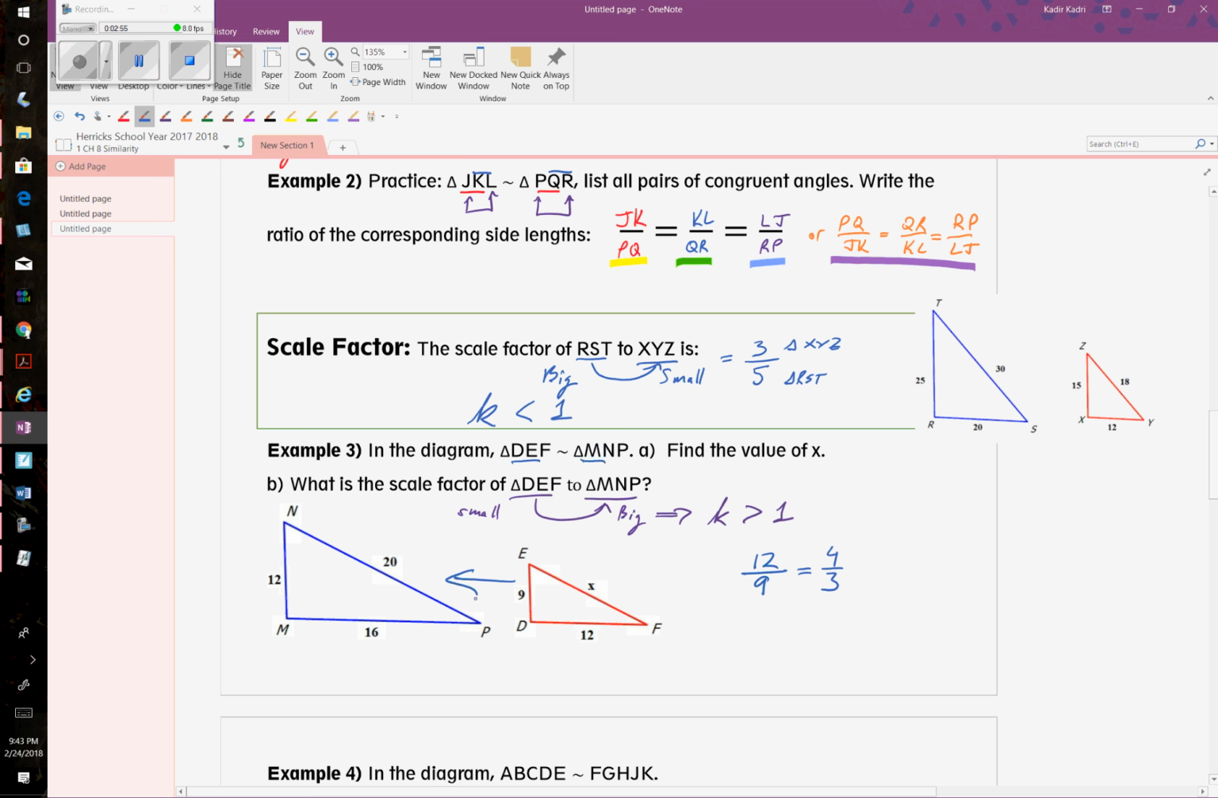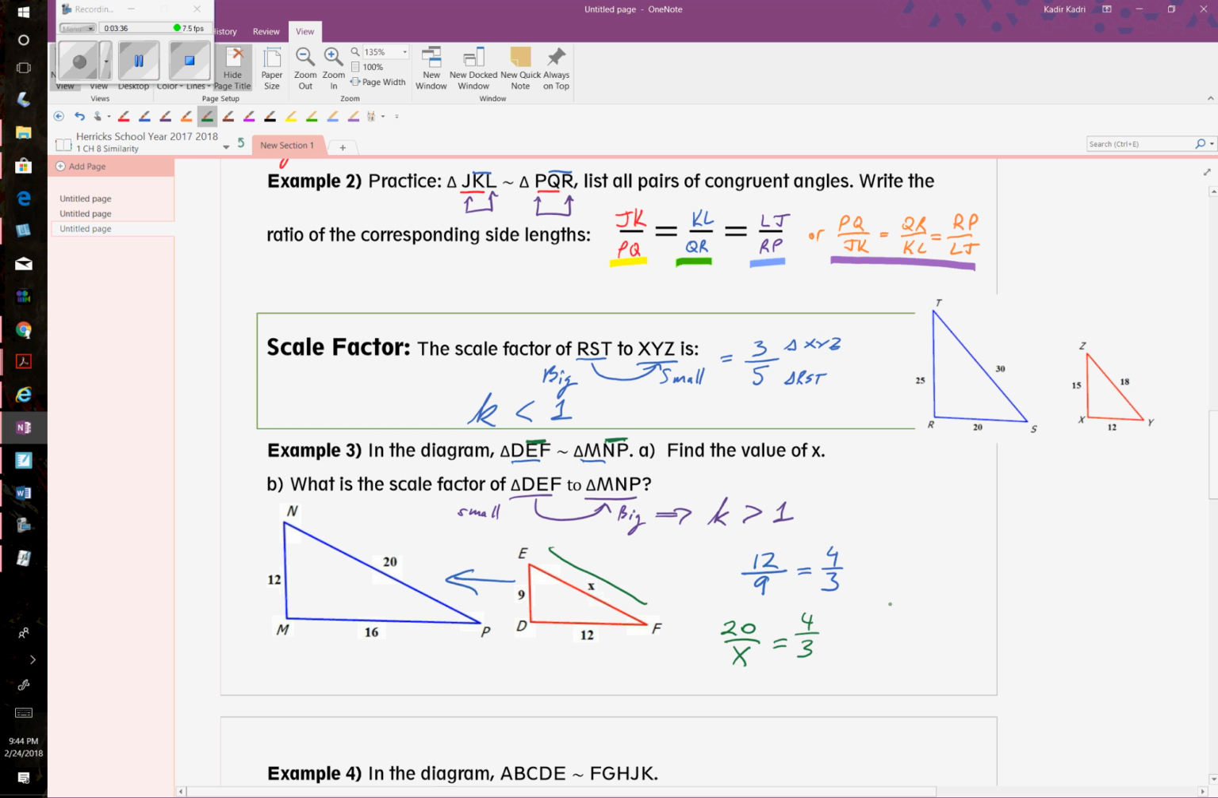Perfect. Knowing this, I now want to set up a proportion to find the value of x. And we know that all corresponding sides have to be in the same proportion. Let's see what this side corresponds to. EF is the second 2 letters, while the second 2 letters are NP. So that means that x and 20 are corresponding sides, and we're going from small, so small, that's the x, to big is 20, and it's going to have to be reduced to 4/3.